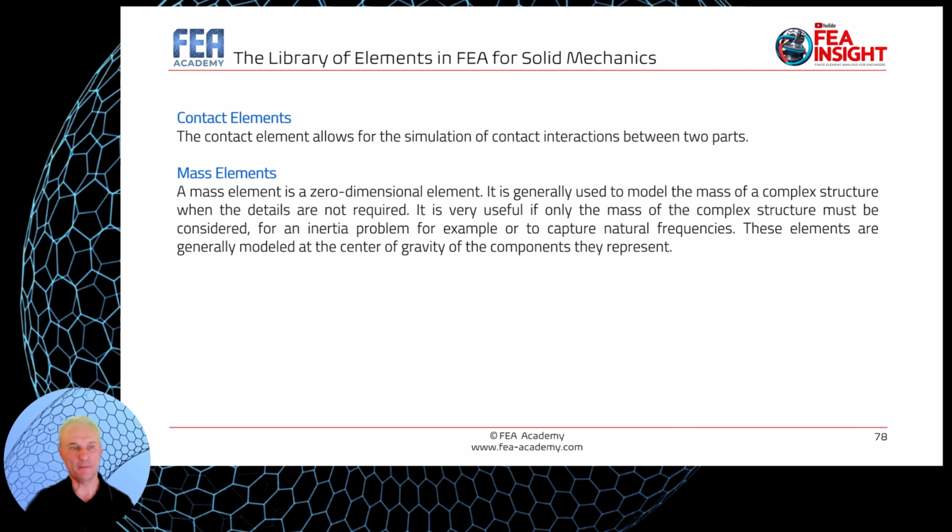Also, you have the mass elements. A mass element is a zero-dimensional element, and it is generally used to model the mass of a complex structure when the details are not required. It is very useful if only the mass of the complex structure must be considered for an inertia problem, for example, or to capture natural frequencies. These elements are generally modeled at the center of gravity of the component that they represent.